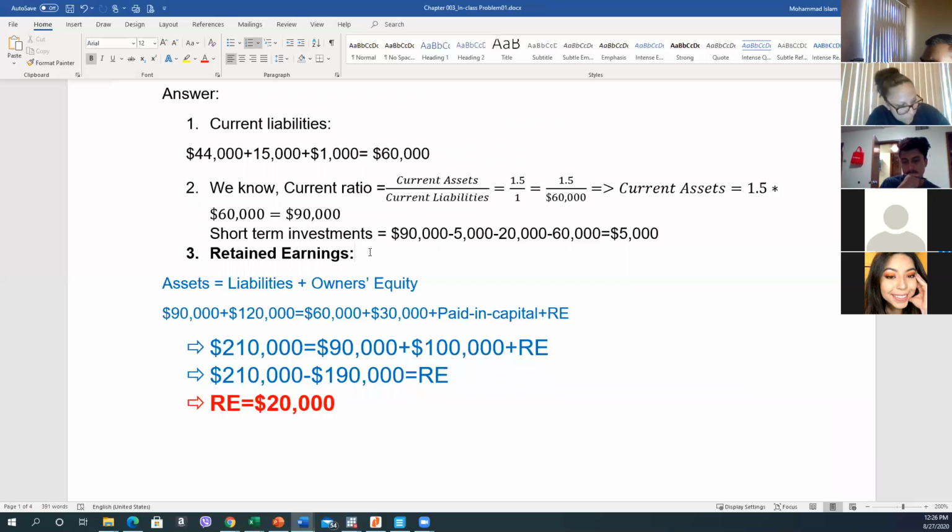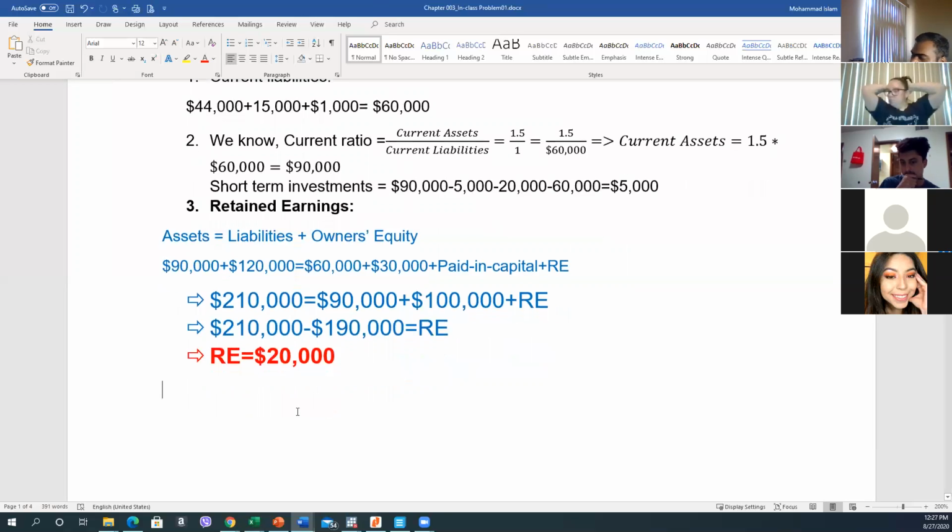So just keep in mind the basic things of accounting. Assets equal liabilities plus owner's equity. You got it? Anyone has any question? Okay.